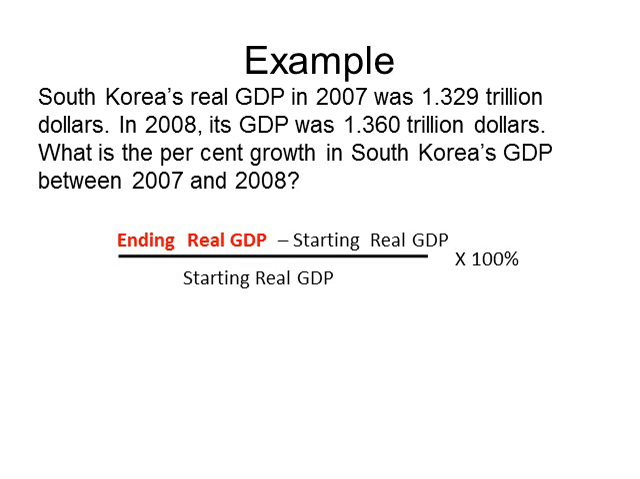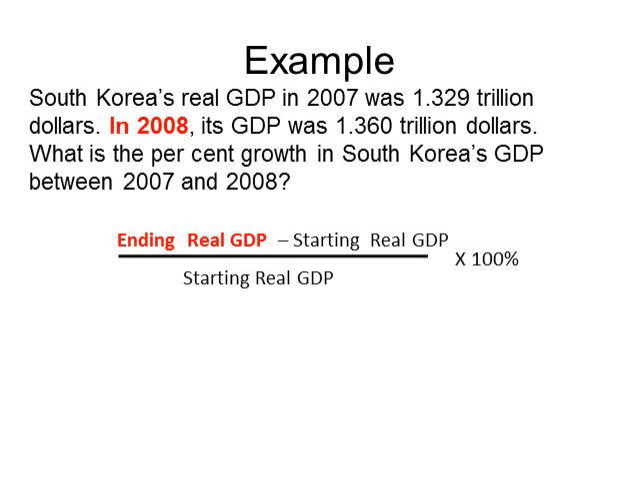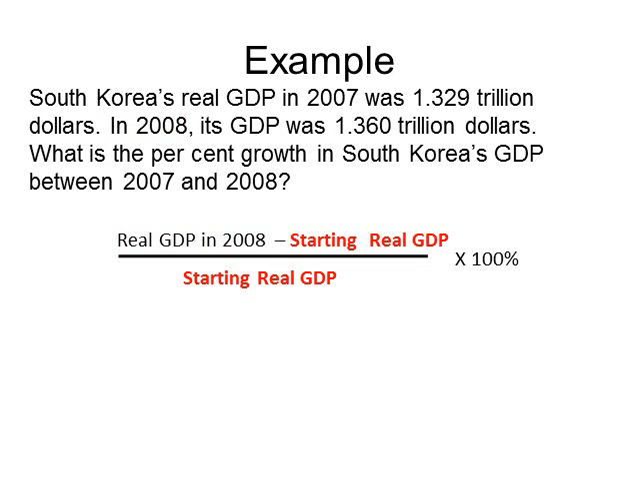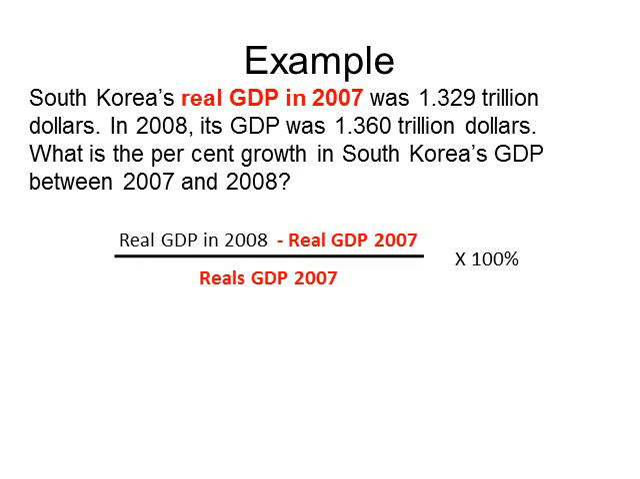First, we need to decide what the ending real GDP is in the problem. Since the most recent year mentioned in the problem is 2008, it will be substituted into the problem for the ending real GDP. Next, we need to find an older date to substitute into the formula for the starting real GDP. Since 2007 comes before 2008, it will be substituted in for the starting real GDP.